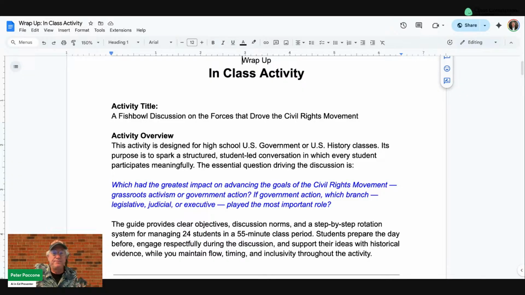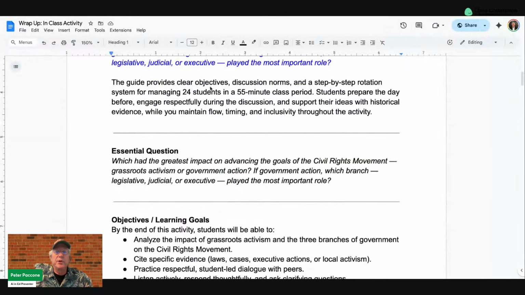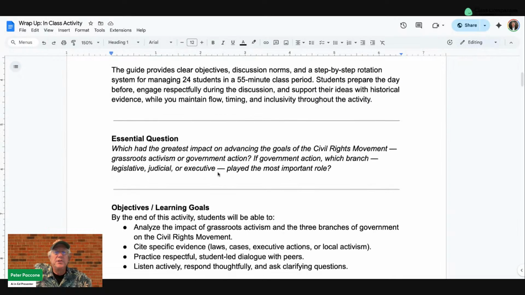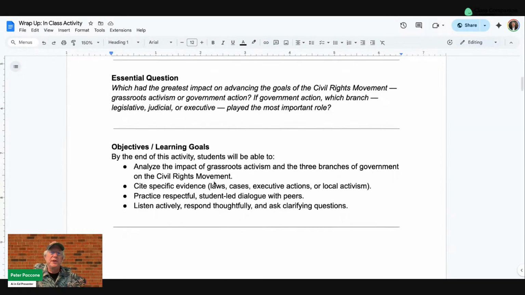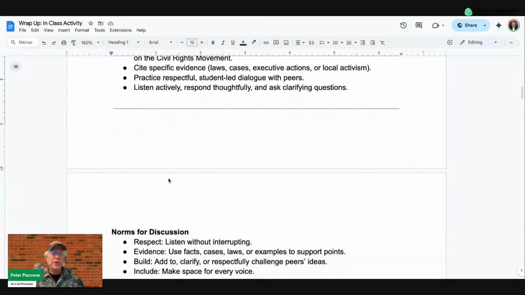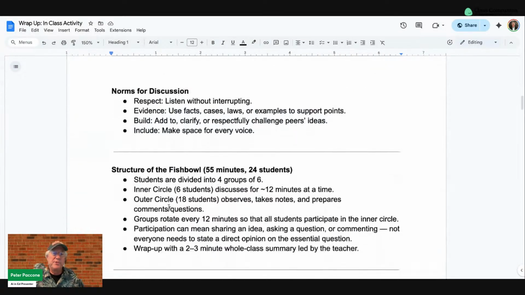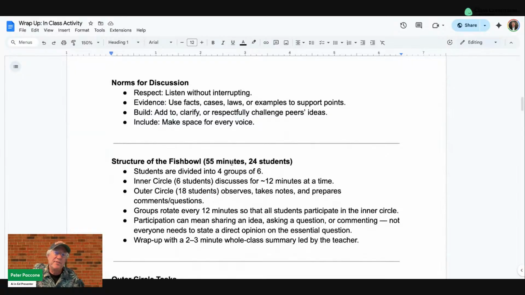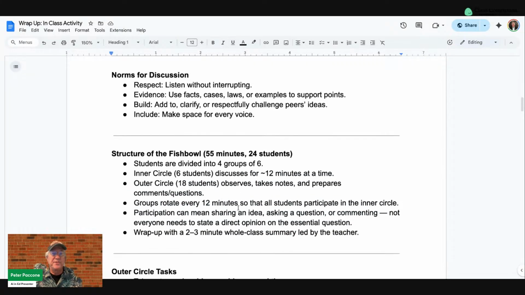civil rights movement. And then some specific instructions, clear objectives, norms, 55-minute class period, 24 students. All of this, the teacher has plugged in there in advance. The essential question, the learning objectives, the norms for the discussion. Teacher has a 55-minute class block to work in, 24 students. Exactly how this teacher is going to divide the class into 4 groups of 6.